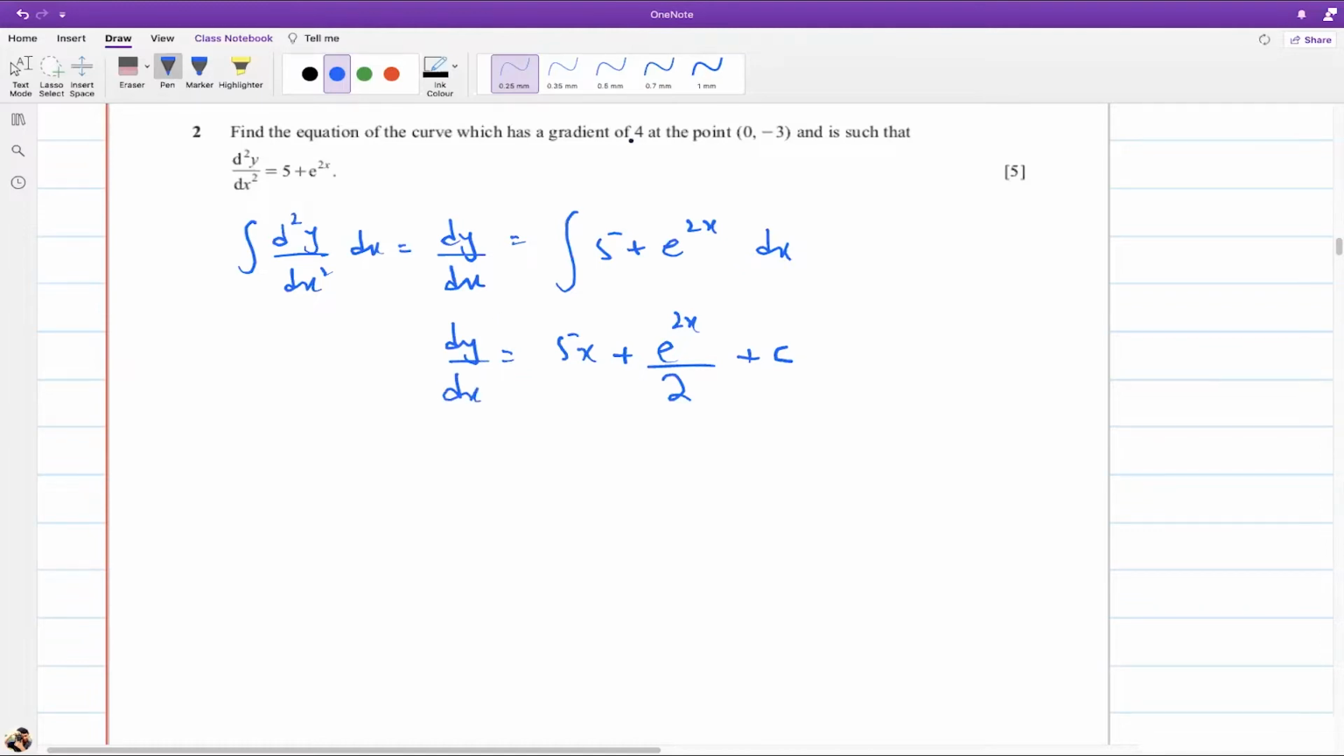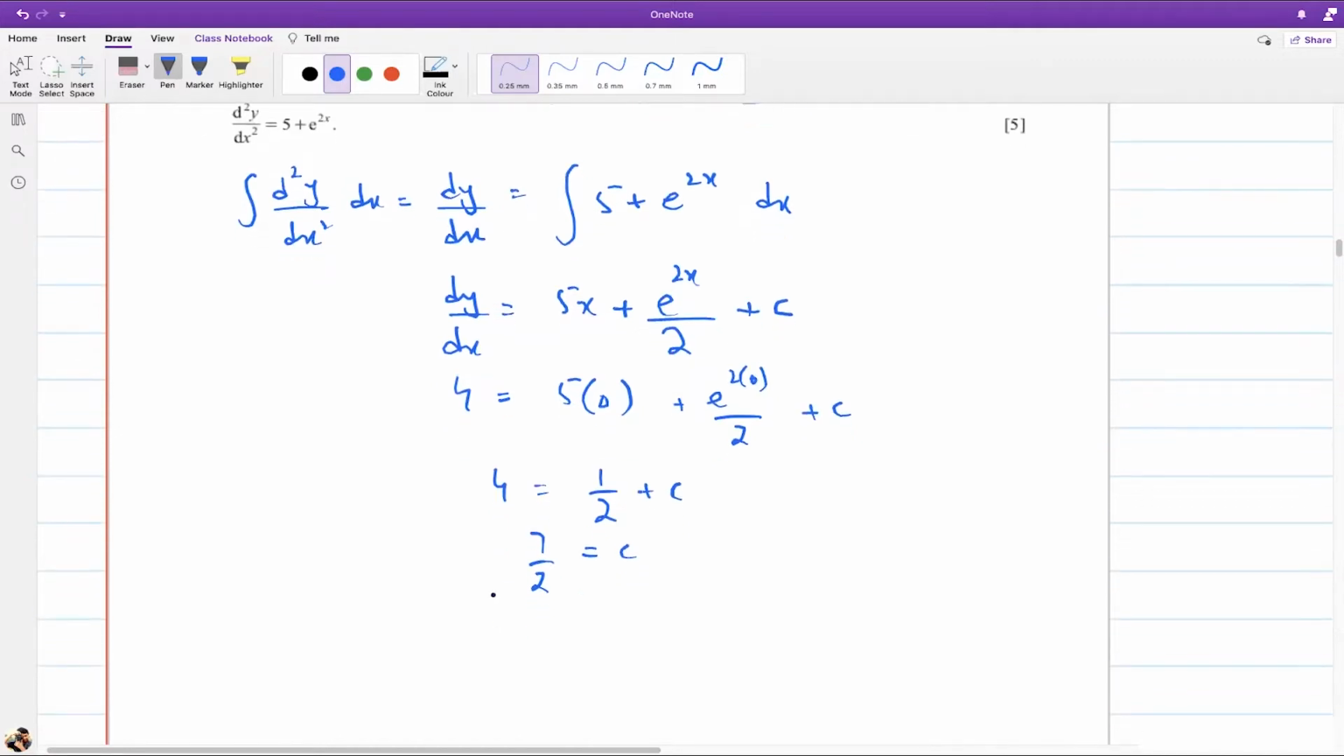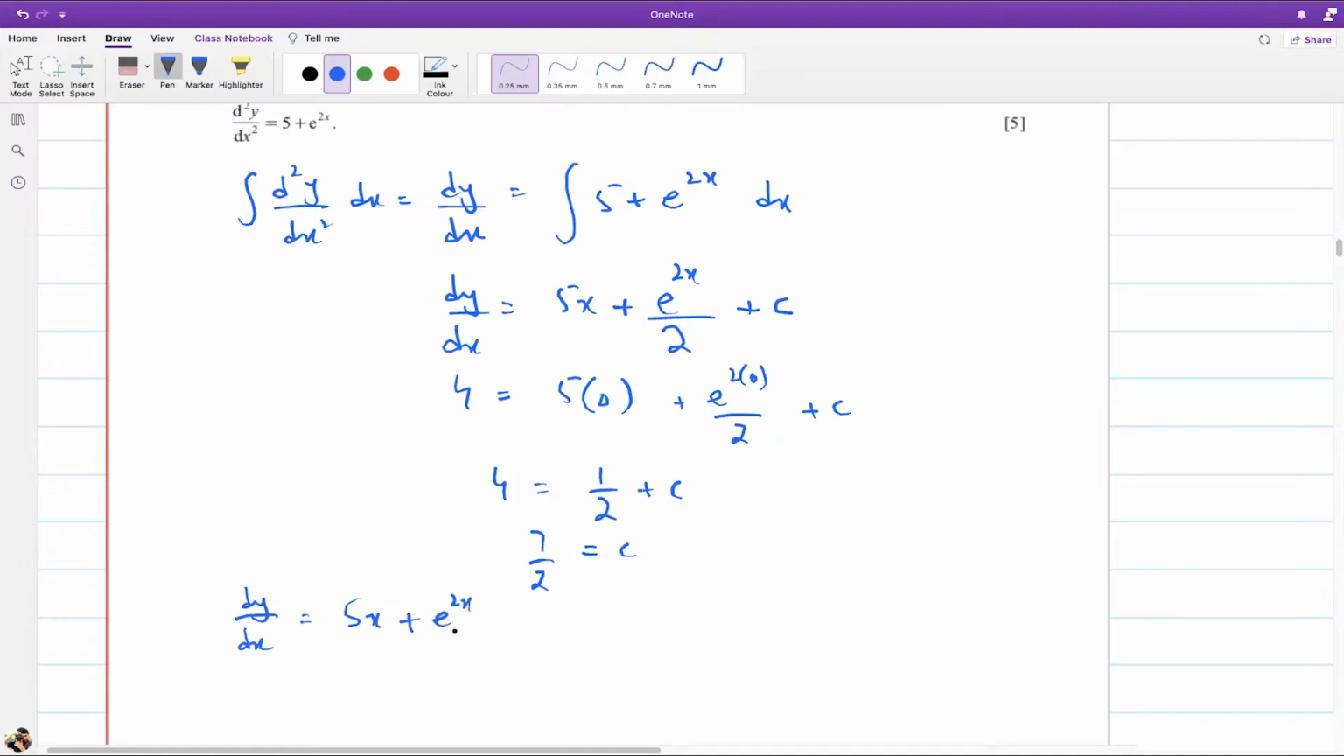Now I know that the gradient is 4 at this point. So I plug it all in. 4 is equal to 5 into 0 plus e power 2 into 0 over 2 plus c. So that's going to give me 4 equals 1 over 2 plus c. So c is 7 by 2. Okay, so I found c, and I want to find y. So I'm still not there. I have found dy by dx. So dy by dx now is 5x plus e power 2x over 2 plus 7 by 2, but not y.